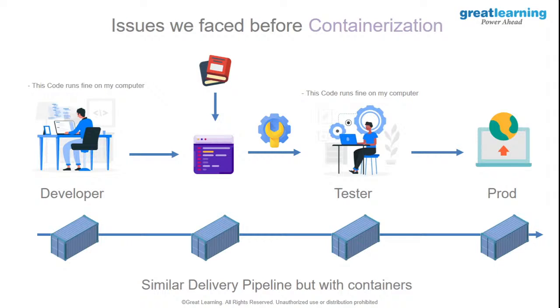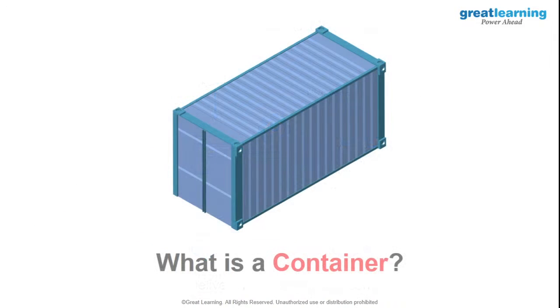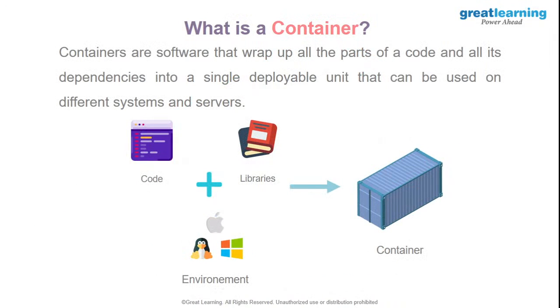So this is what containerization helps us to resolve. And these containers, right? So what are these containers? These containers are basically software that wrap up all the parts of a code and all of its dependencies into a single deployable unit that can be used on different systems and servers. So the code, the libraries, the environment, all of it is taken together and put inside of a container. And that container is used for all the various purposes in the software development process.